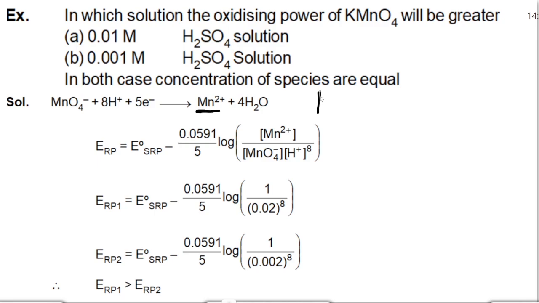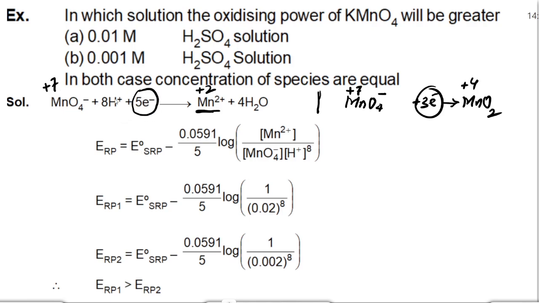And what about basic medium? Tell me. In basic medium, MnO4 negative is converted into, very good, MnO2, right? So here there is a difference of only 3 electrons, but in this case it is from +7 to +2, so there is a difference of 5 electrons.